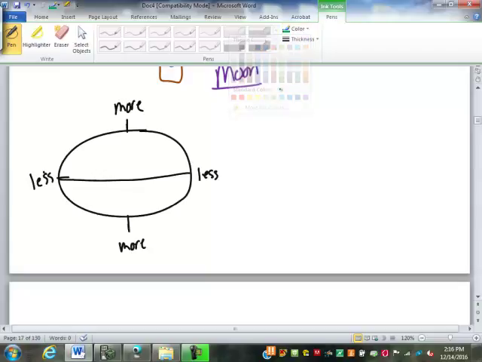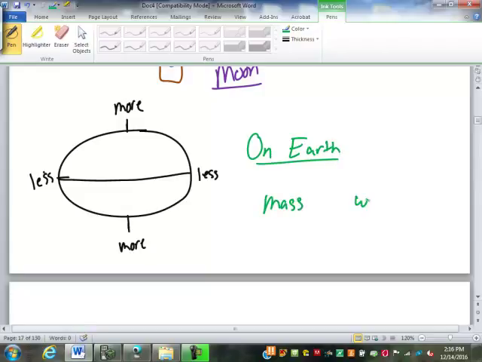So on Earth, we tend to use mass and weight interchangeably.